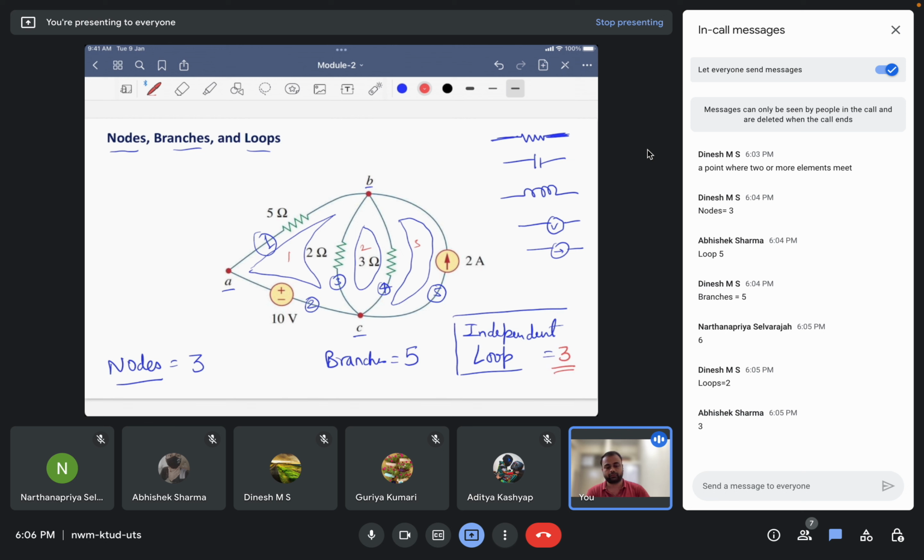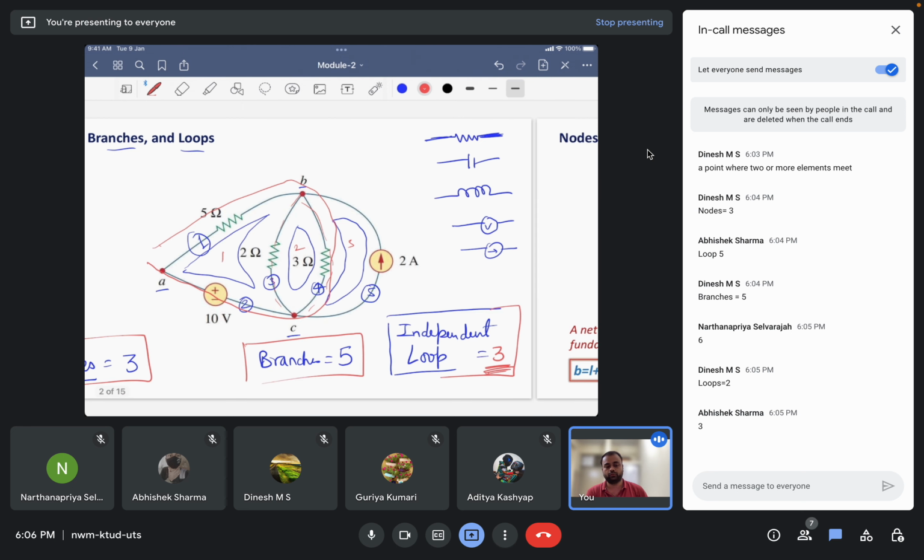But again we can have a different type of loop. We can have this as also a loop. But again, as you can see, for this loop we have already considered this as a loop. So that is why we have to consider only independent loops. Therefore there are 3 independent loops. So now we got our answer, that is 3 nodes, 5 branches and 3 independent loops. So we will move on.